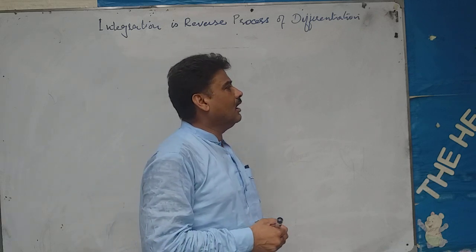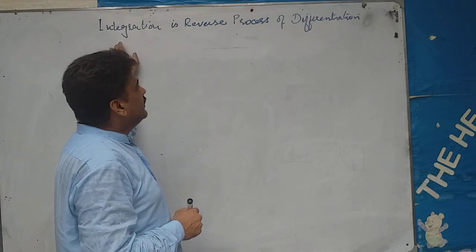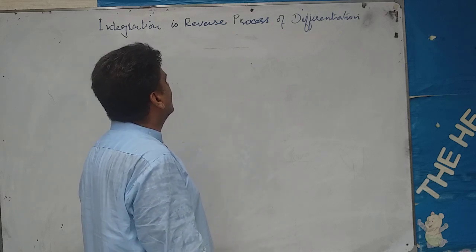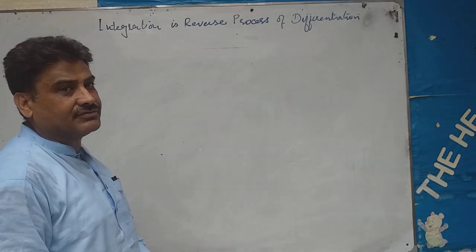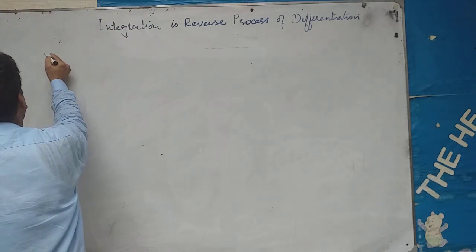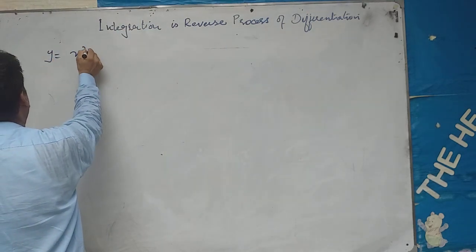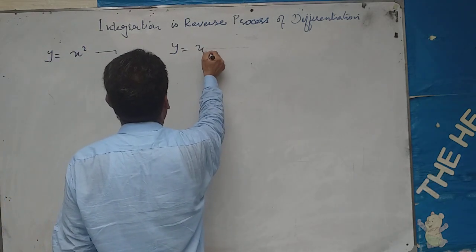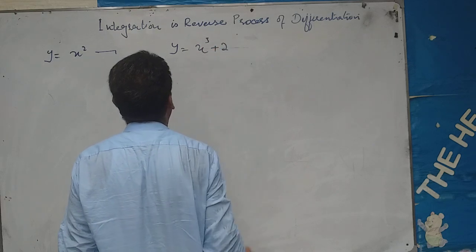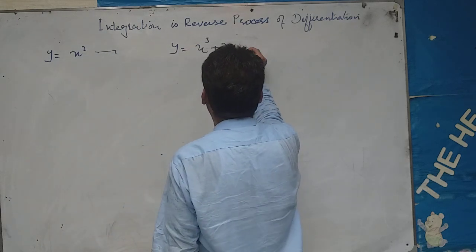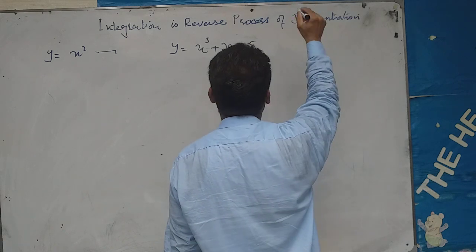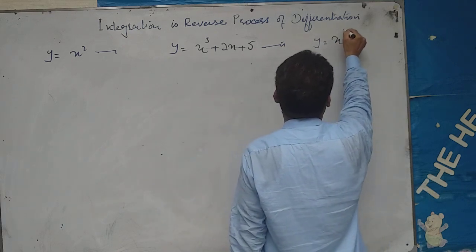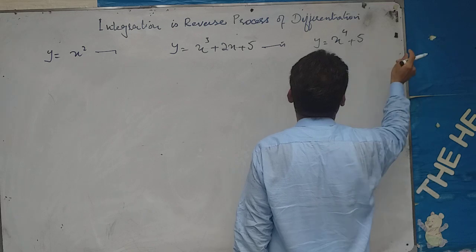Today we learn how integration is the reverse process of differentiation. Suppose we have some functions, for example, y is equal to x square, and y is equal to x cube plus 2x plus 5, and y is equal to x raised to power 4 plus 5.